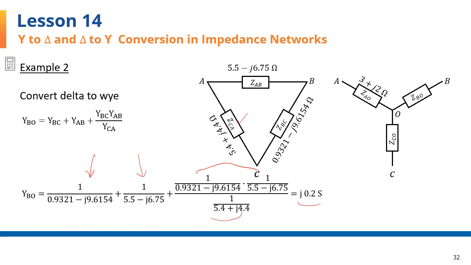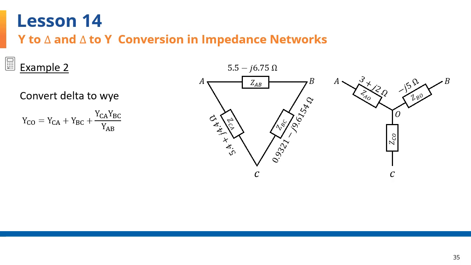So this one happens to be a purely imaginary answer. Inverting that would be 1 over J 0.2, which comes to negative J5, written out here. So that number goes here next to that one as an impedance. And finally, for ZCO, I'll calculate YCO.